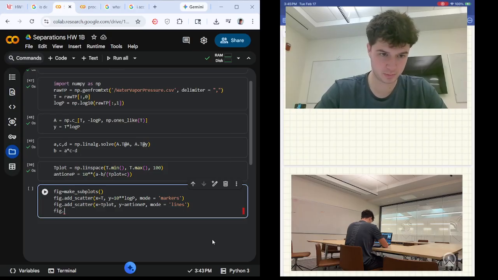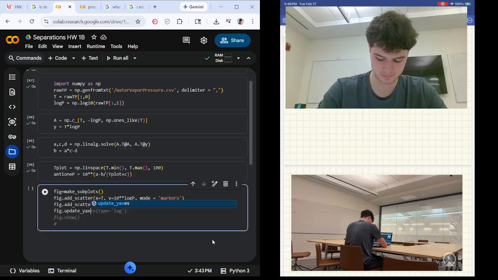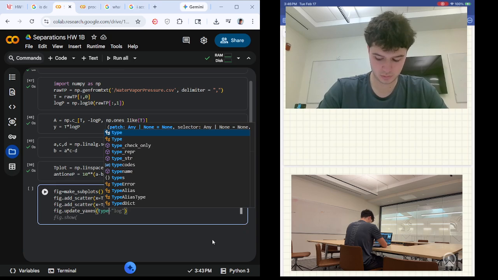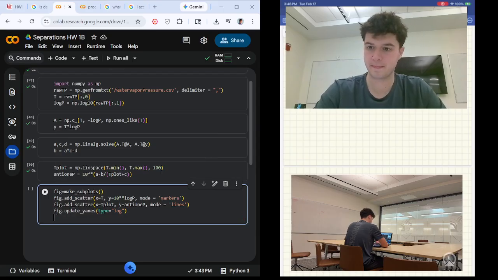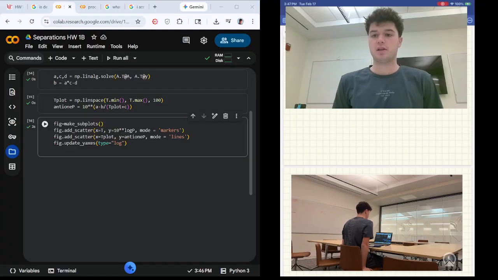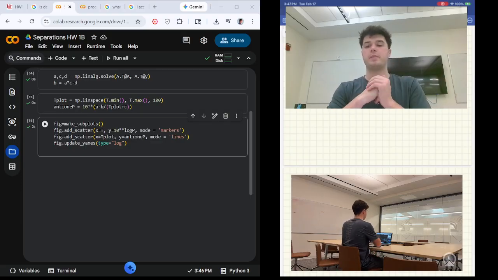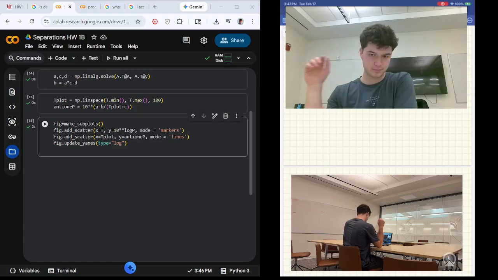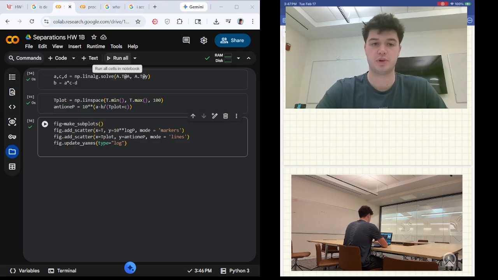And then the last part will be fig.update, and we want to update our axis here, our y-axis specifically. And that is going to be type equals log. So now ideally, we are going to make this plot, which will show us a semi-log graph. The y-axis will be log, so it's able to show us an actual curved line. And the x-axis will be linear. And all of the points should be equal to or close to a value of error, which is 0.